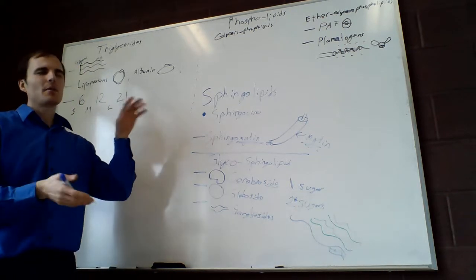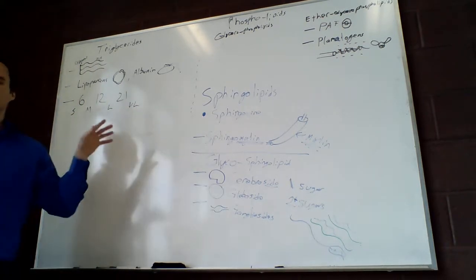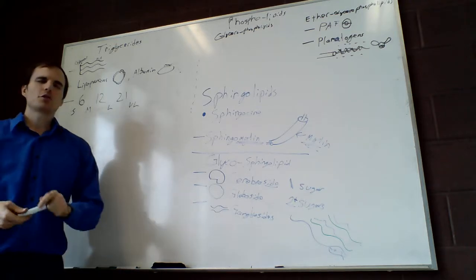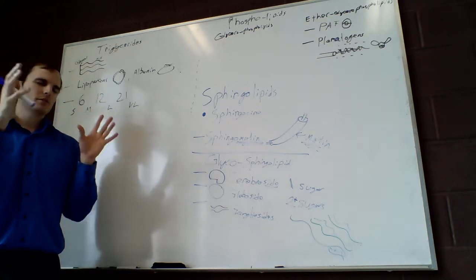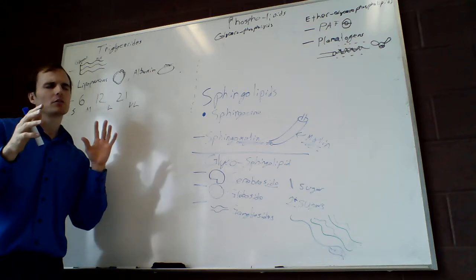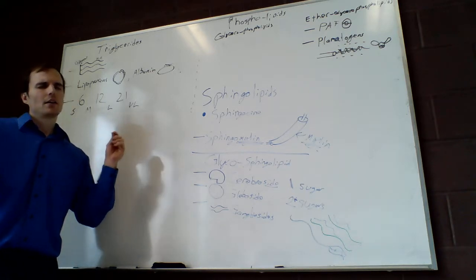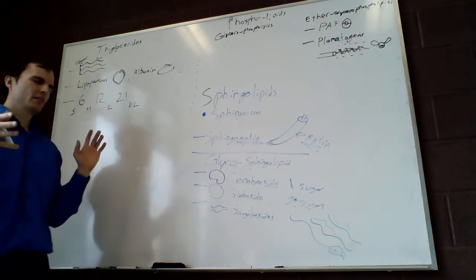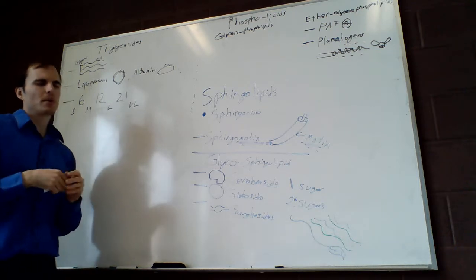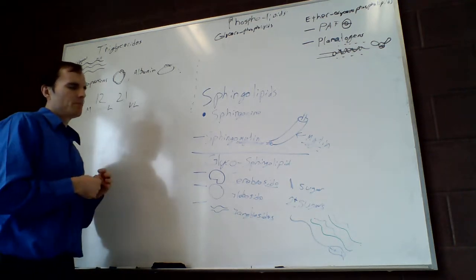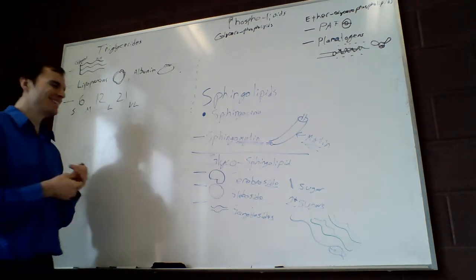All right. Now we have the two types. There's without sugar and with sugar. The without sugar, you should see a picture. Just go ahead and see it. What would that be called? Okay. Go ahead and call it out. Sphingomyelin. Yes, sphingomyelin. All right. Have you seen my line?